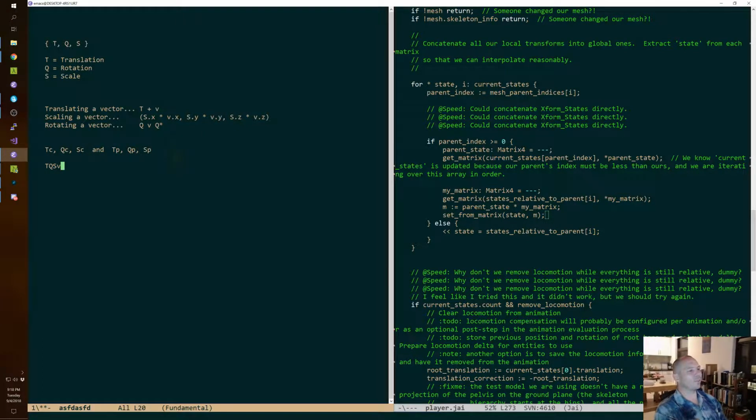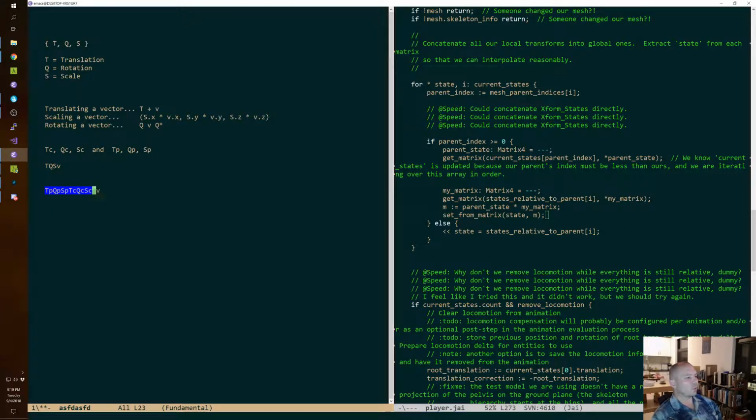Here q is a 4 vector. Here, let's just say it's a transformation matrix, right? And this is like column vectors, so it's scale and then rotate and then translate, right? So if that's the order of operation, then we want TP, QP, SP, TC, QC, SC, V, right? Because we translate it by the child stuff and then translate it by the parent stuff.